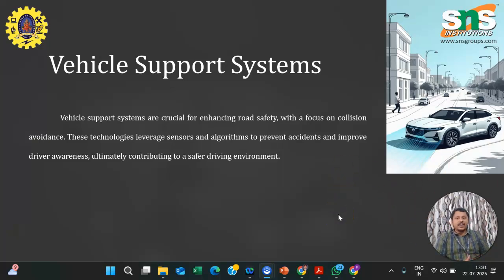So generally, a vehicle support system is crucial for a driver to enhance road safety as well as to avoid collision. So these technologies improve the prevention of accidents as well as help to drive in a safer environment. So this is simply called vehicle support systems.